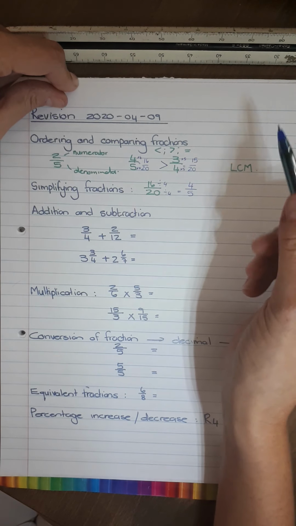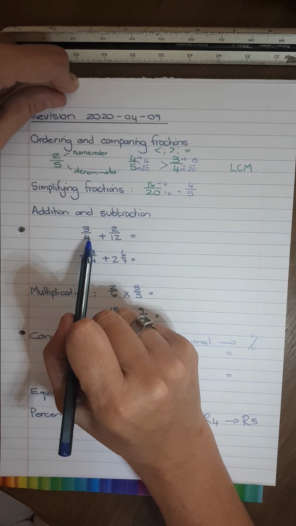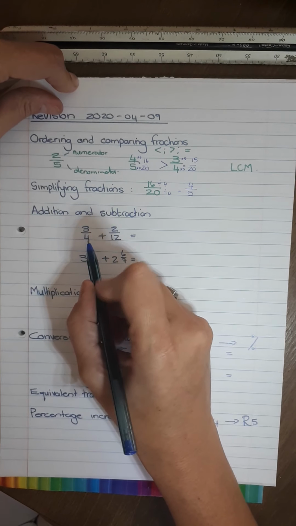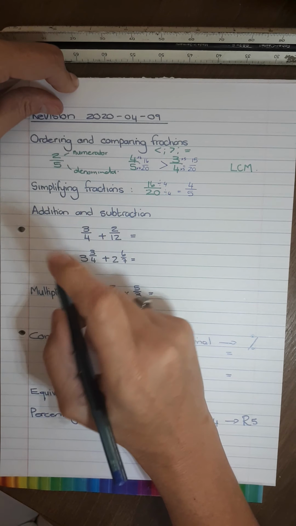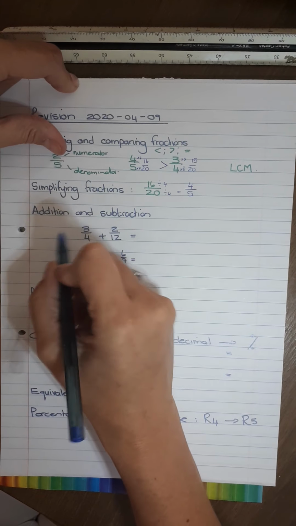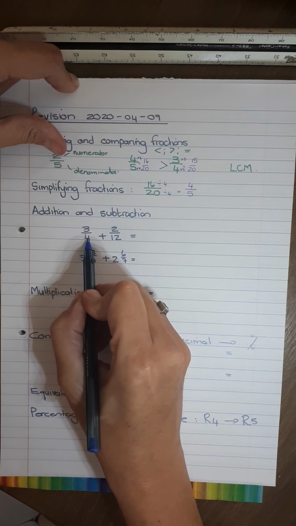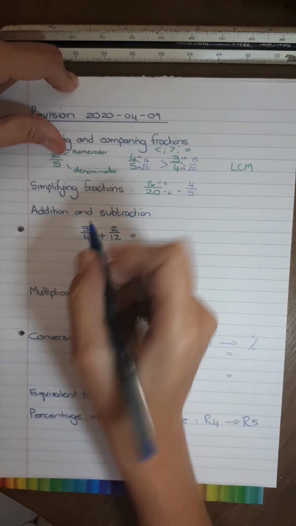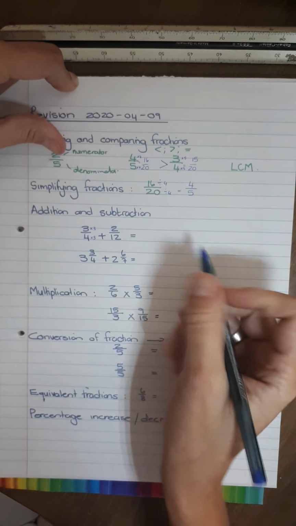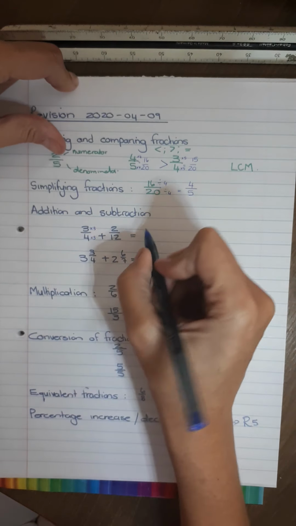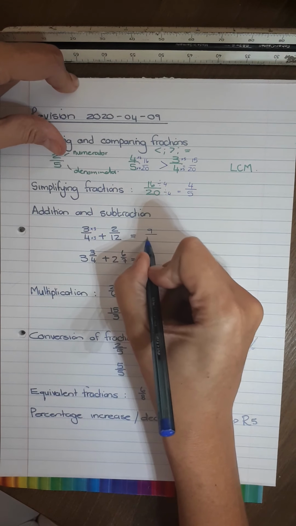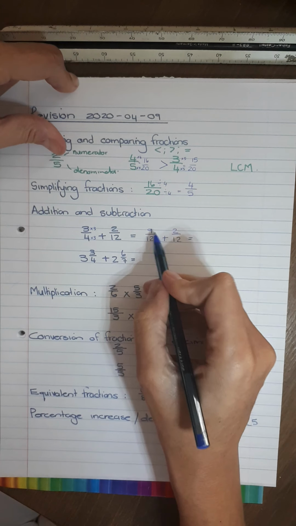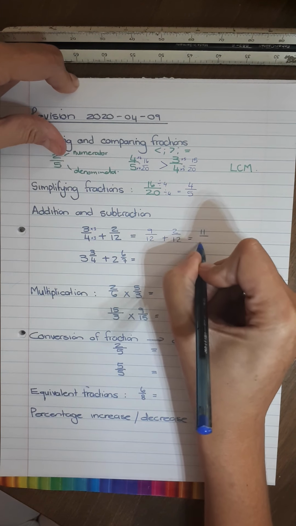Okay, addition and subtraction. When I want to add fractions, the first thing that I need to make sure of is that my denominators are the same. Otherwise, I cannot add two fractions. So I can see that I can change a 4 into a 12. I can say 4 times 3 on the side. Then whatever I did at the bottom, I need to repeat at the top. So if I rewrite this, I'm going to have 3 times 3 gives me 9 over 4 times 3, 12, plus 2 over 12. And then I end up with 9 plus 2, that gives me 11 over 12.